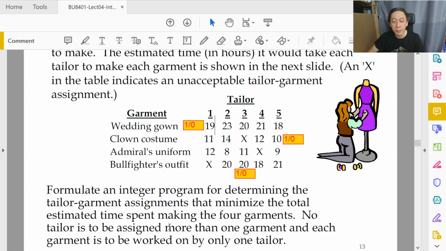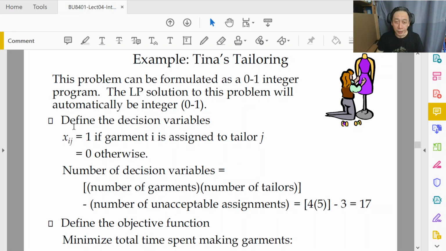All right, so no tailor assigned more than one garment. Each garment is to be worked on by only one tailor. You can put that under responsibility, accountability, right? Because it's one tailor, she will be responsible if there's some tear, or late incompletion or whatever. If you have two tailors responsible, then they might blame each other, right? But I'm not saying this is the right thing to do. I'm just saying this is the policy enforced by Tina in her tailor shop, so we need to implement her policy as a constraint. How do we do that? Very simply, two lines, but they fan out across all the columns and all the rows. So fair enough, we have 5 times 4, 20 decision variables, minus 3, and we end up having 17 yes-no, 1-0 decision variables.